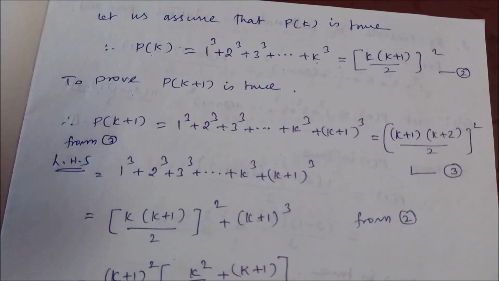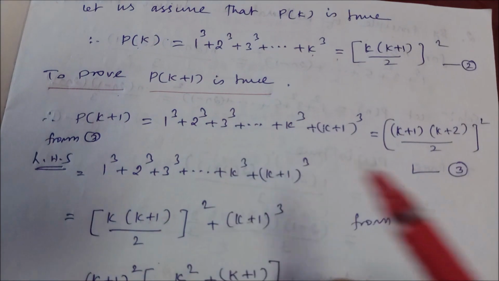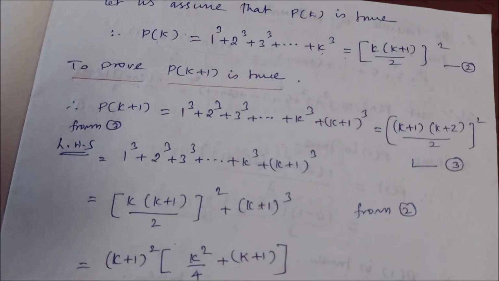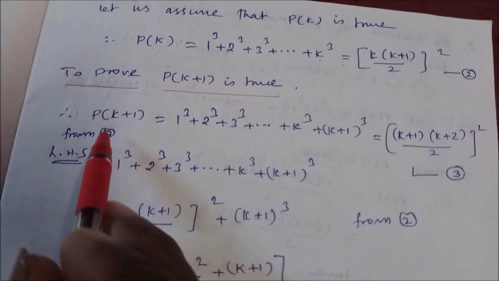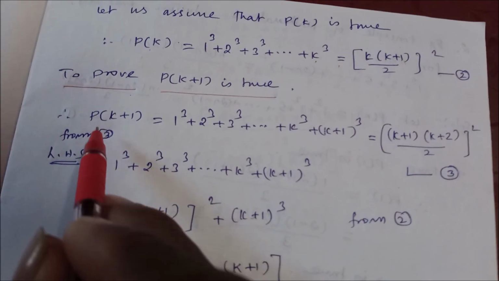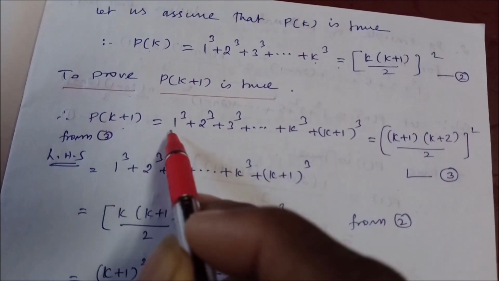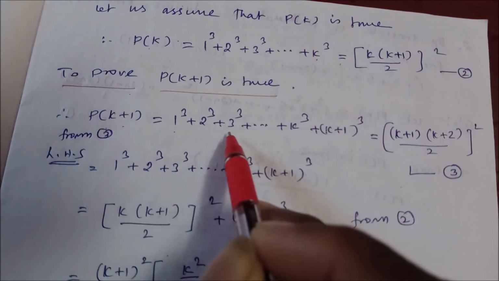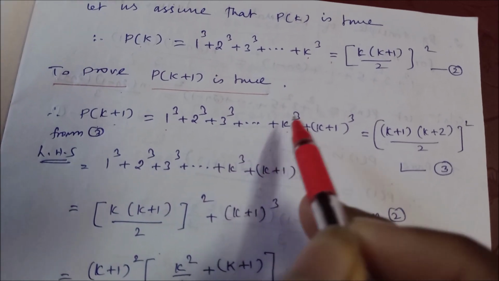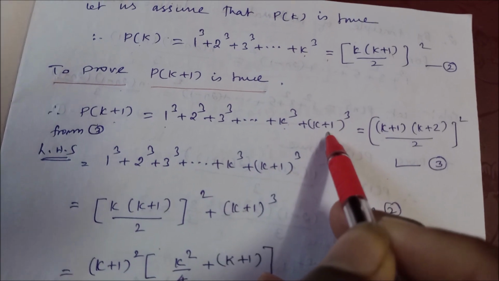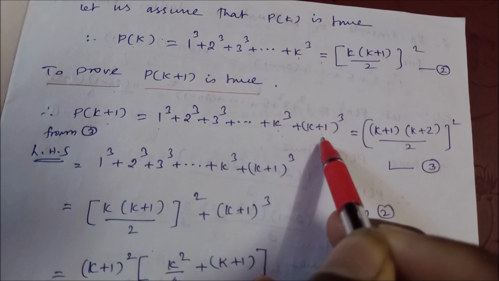The third step is to prove P of k plus 1 is true. For P of k plus 1, the given problem changes by replacing k by k plus 1. So it is 1 cube plus 2 cube plus 3 cube, and so on up to k cube, which is the kth term, and then the k plus 1th term, replacing k by k plus 1, k plus 1 whole cube.